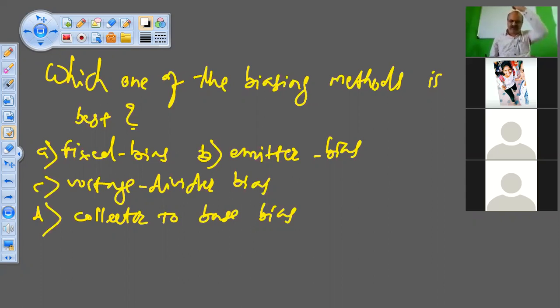So such questions are asked in the multiple choice. Which one of the biasing methods is the best biasing method? Can you tell which one of these is the best biasing method out of these four? Can anyone tell? We have studied all these methods except the collector to base bias.